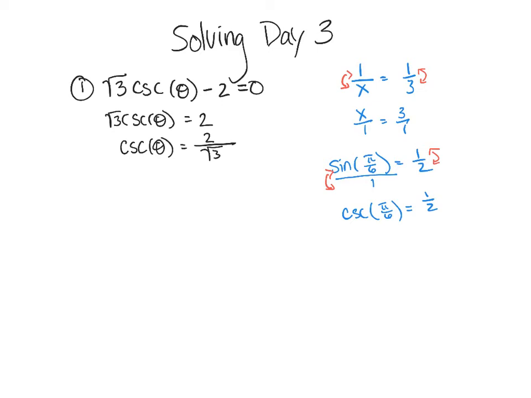So I can say that cosecant is 1 over sine of theta is equal to 2 over square root of 3. And now I can flip both of these fractions and end up with sine of theta over 1, or just sine of theta, is equal to square root of 3 over 2. And oh, I recognize that.